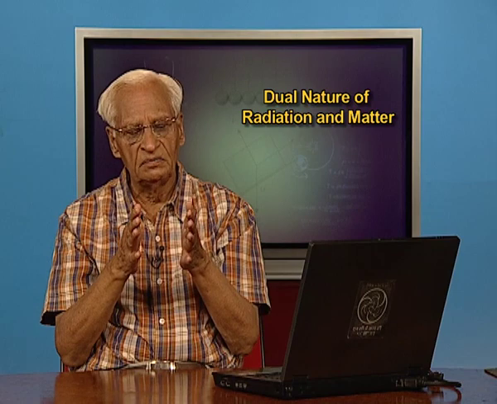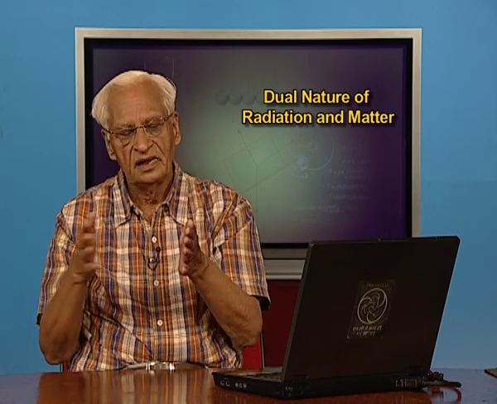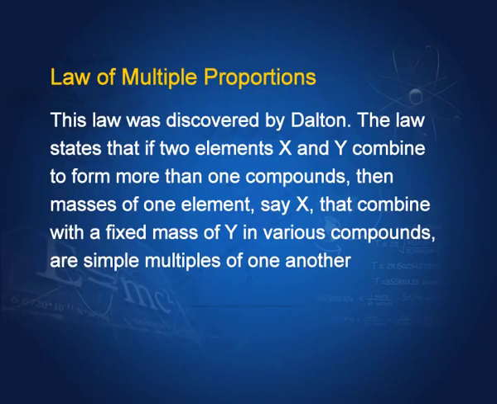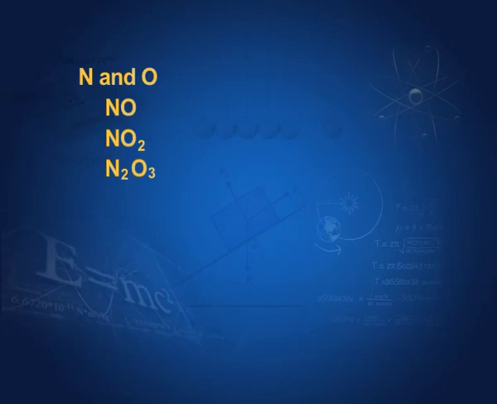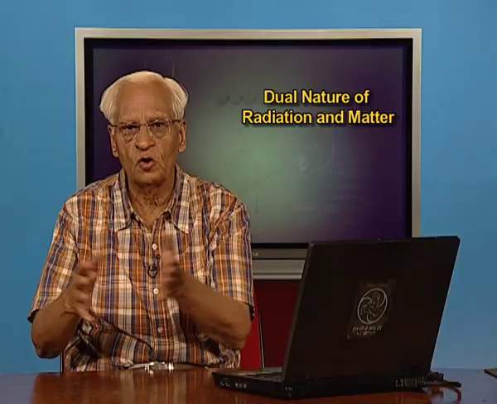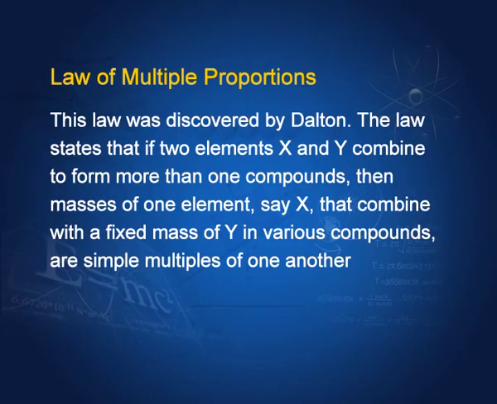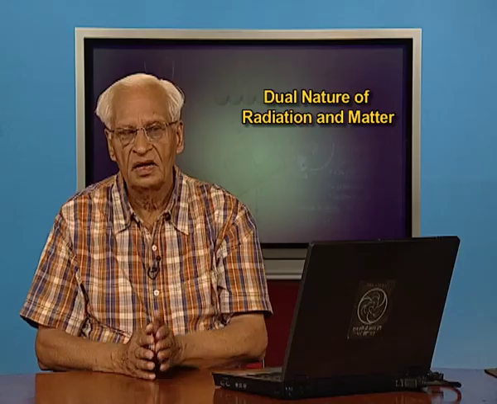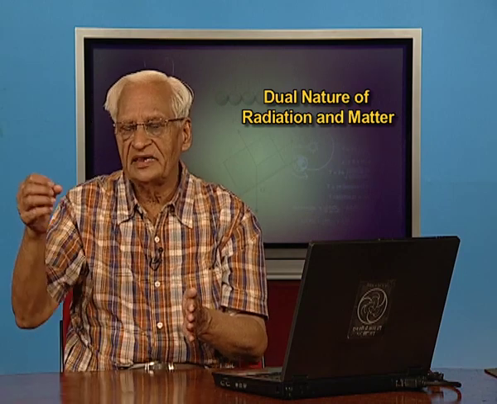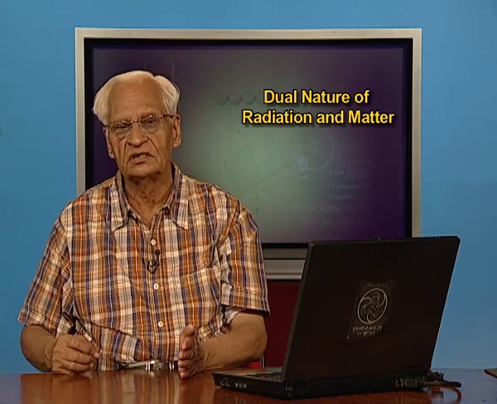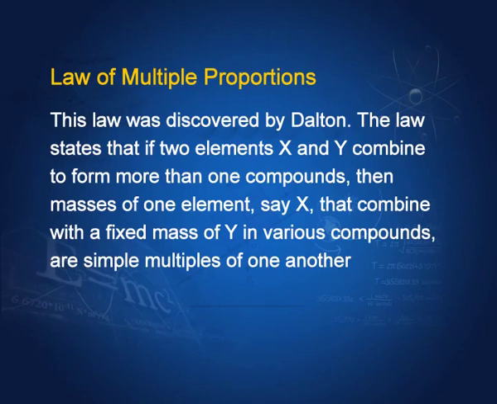What he says is this: if you have two elements X and Y which form a compound, then for a fixed amount of X, the amount of Y that would be required to form different compounds would be in simple ratios, simple multiples of one another. Let us repeat. X and Y combine to form more than one compound. For example, N and O form NO, NO2, N2O3, and so on. So let us take elements X and Y, they form different compounds. Now, if I fix the amount of X, then the amount of Y required to form these different compounds would be in simple multiples of one another.